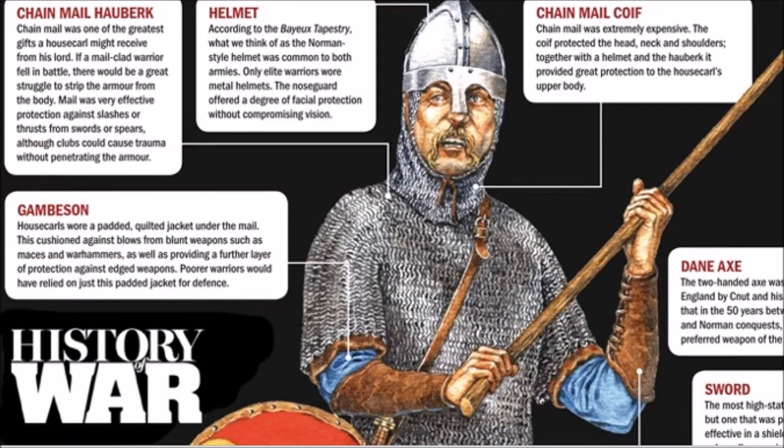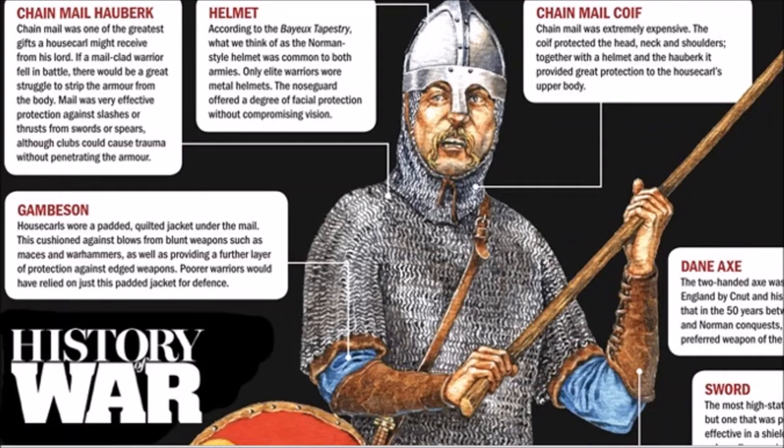Their main weapon was the Dane axe, which was a massive 2-handed weapon. Originally from the Vikings, but the English used it. It could easily cleave a man's skull in 2. However, by fighting with the Dane axe, it means that housecarls couldn't hold their shield. Okay? They would also have a sword, as you can see.